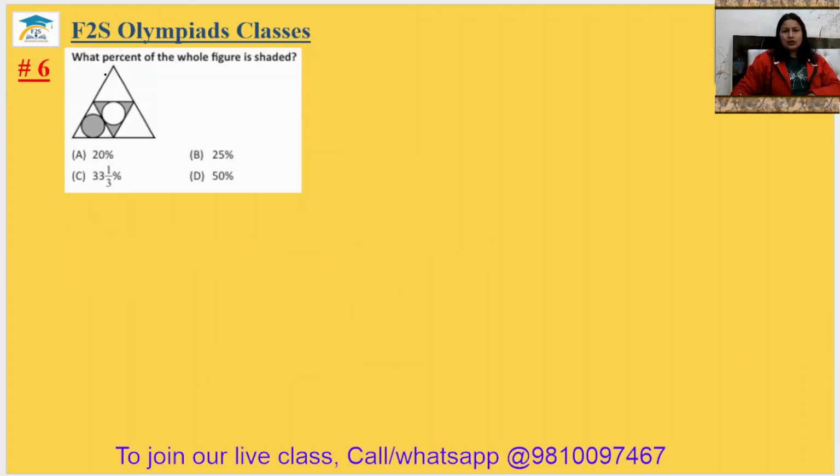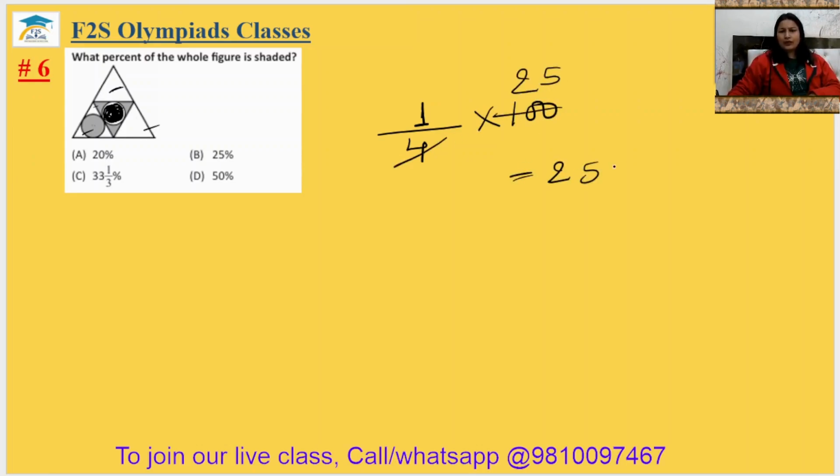Question number 6. What percent of the whole figure is shaded? We can see how many triangles there are. There are 1, 2, 3, 4 triangles. And if we put this shaded circle here, one triangle will be completely shaded. So we can write 1 by 4 as the fraction. And how can we calculate the percentage? Multiply by 100. So 4 twenty-fives are 100, so 25%. It is available in option B. The sixth answer will be option B.